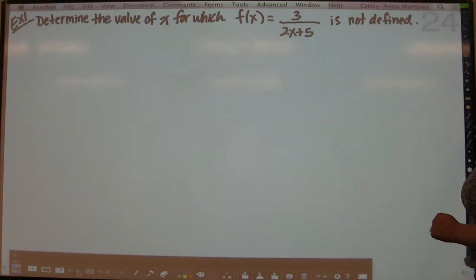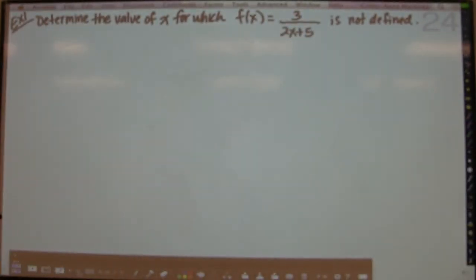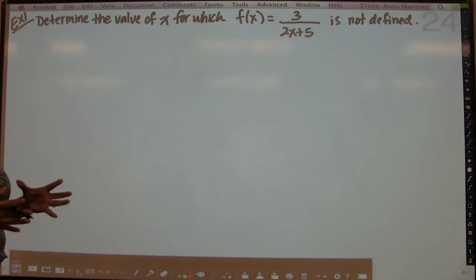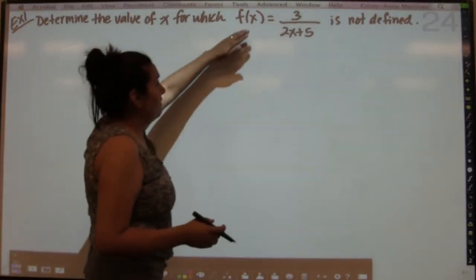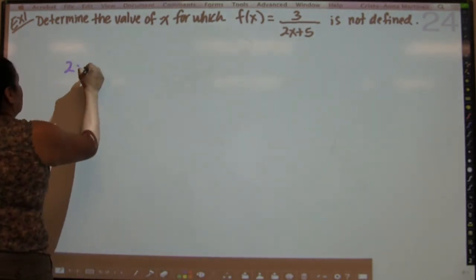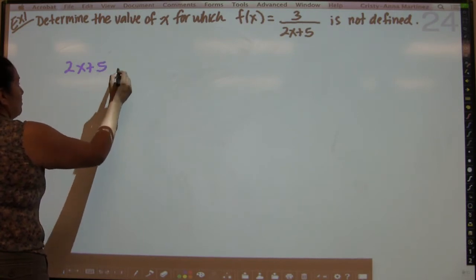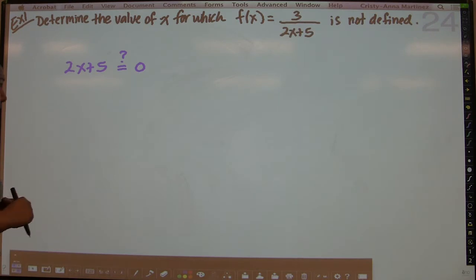So in our first example, we are trying to determine the value of x for which the function 3 over 2x plus 5 is not defined. And I mentioned earlier that when it comes to reciprocal functions, your biggest place to look is division by 0. You definitely want to avoid division by 0. And so since we can see that the bottom of the fraction is 2x plus 5, we need to figure out when 2x plus 5 will equal 0. That's the question, because we definitely want to avoid that situation.